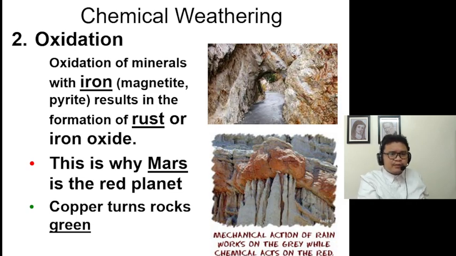Oxidation of minerals, like for example with iron, like those that are magnetite and pyrite, results in the formation of rust or iron oxide. And this is also the reason why the planet Mars is color red. And in addition, by the way, copper turns rocks green. So that's actually believed to be what caused the planet Mars to be color red, because of the oxidation of some of the iron-rich minerals that are found on the surface of Mars.